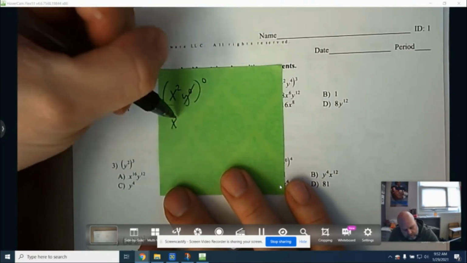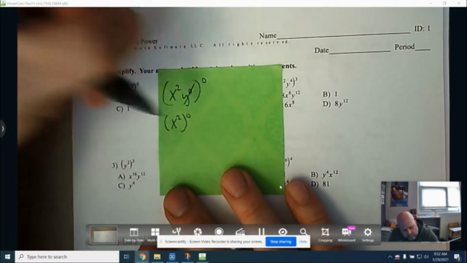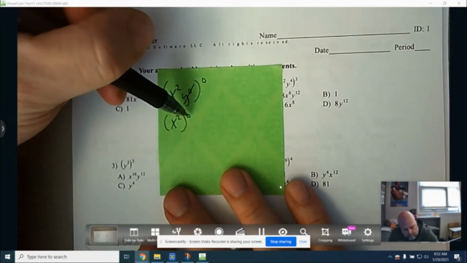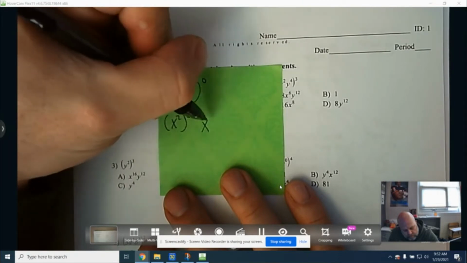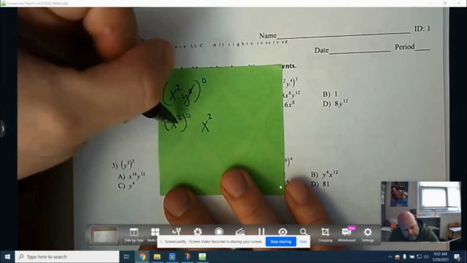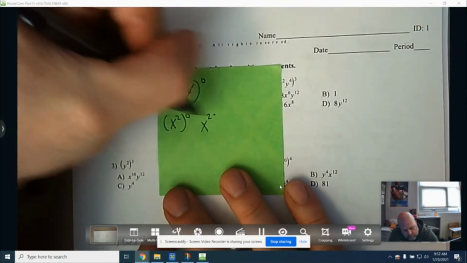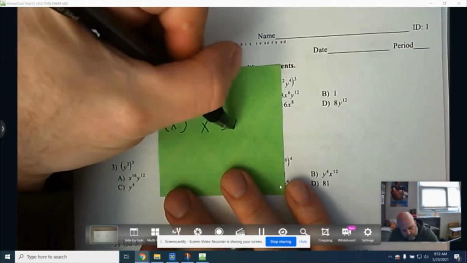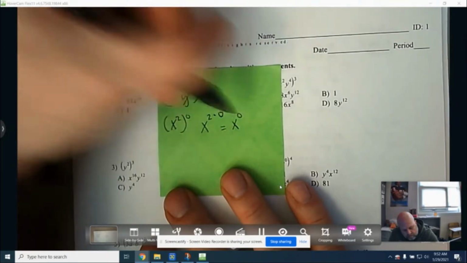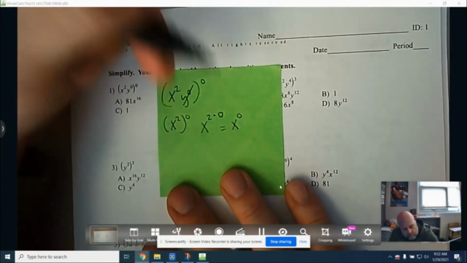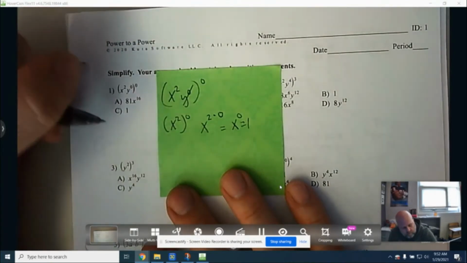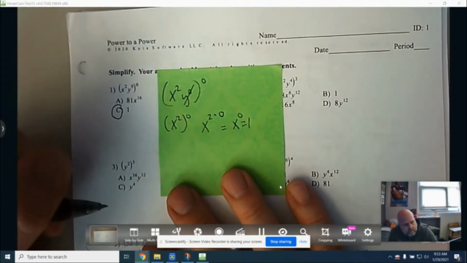It just cancels itself out, really. So what you're left with is this x squared to the 0 power. Now, when it's a power to a power, what you do is you take the inside exponent and you multiply it by the outside exponent. So x to the 2 times 0 equals 0. And then we've learned anything to the 0 power is 1. Okay, so that's going to be letter C.